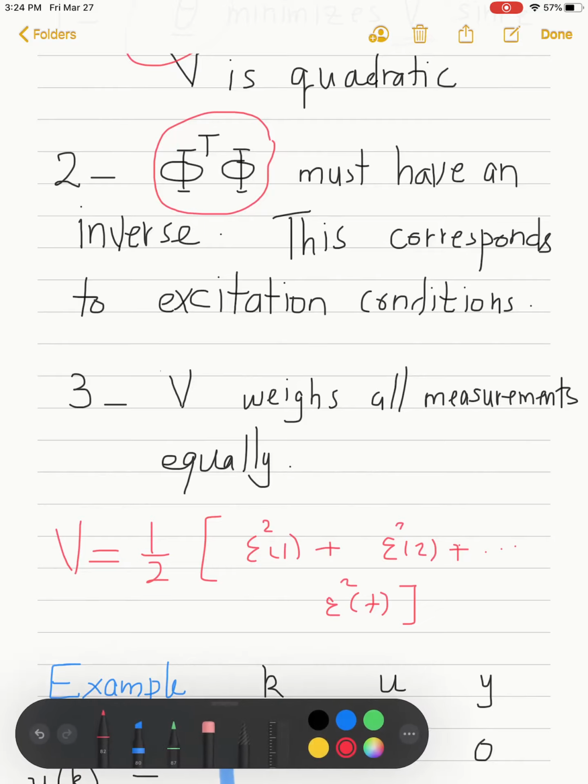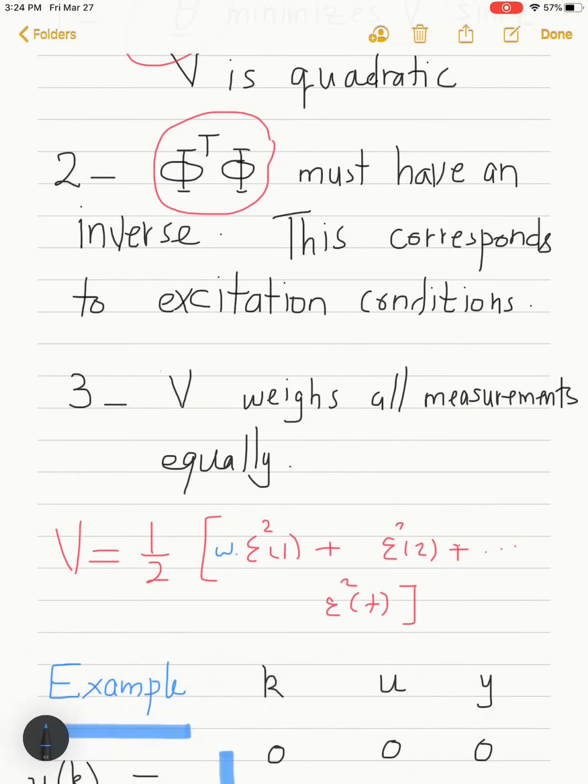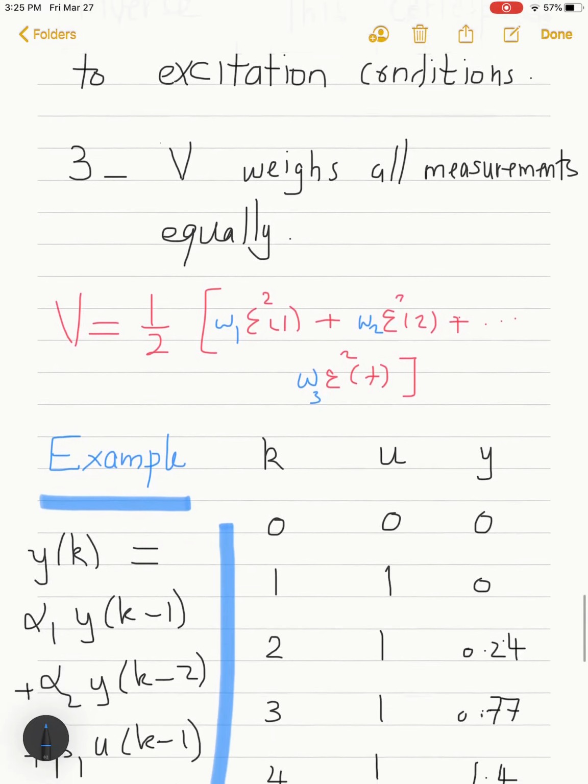So if we would like to give different weights to different measurements, we could put here some constants W1, W2, W3, and we can use these weights to give more weight to measurements that we trust, or to give more weight to recent measurements as compared to old measurements. So we can use that in different ways in adjusting our estimates. However, what we did was just a method that gives similar weight to all of them.